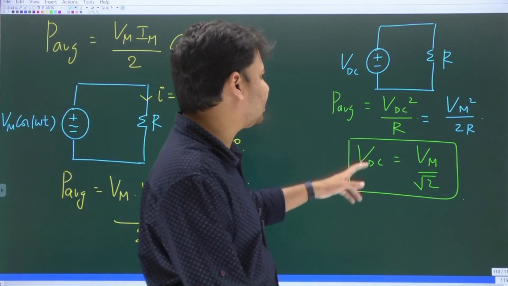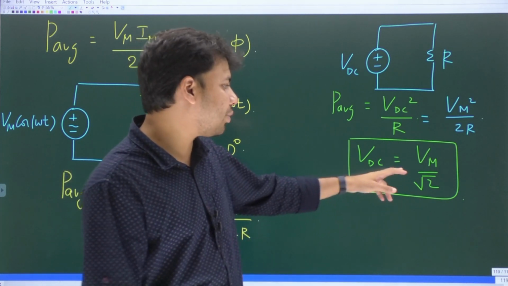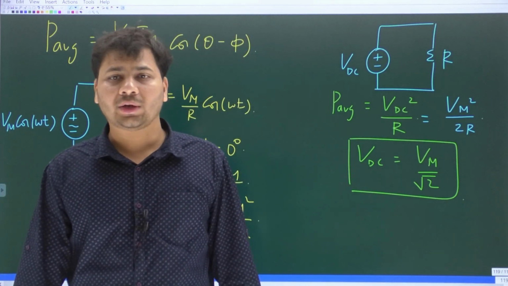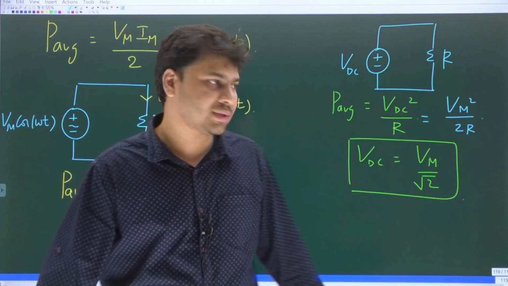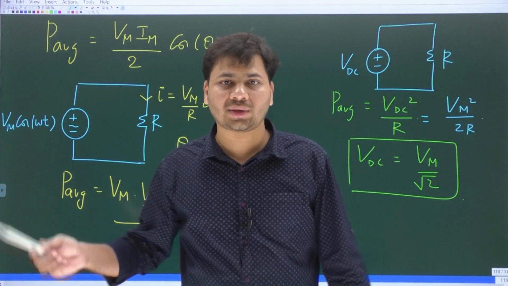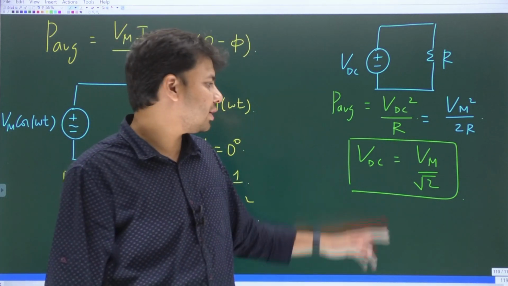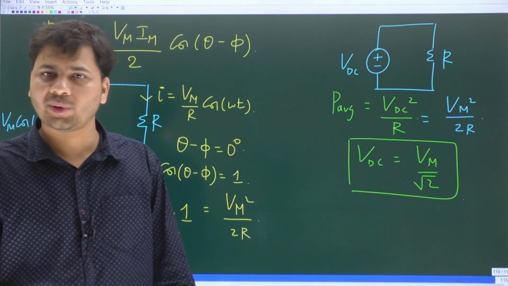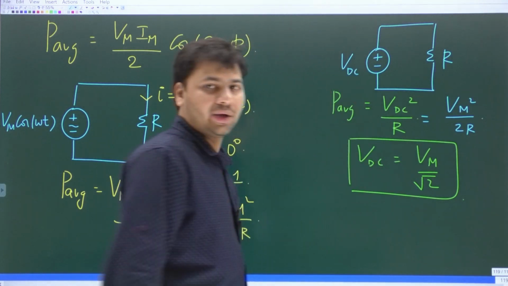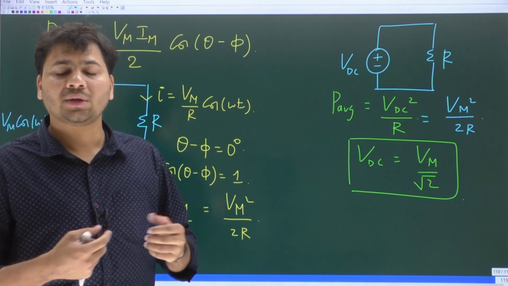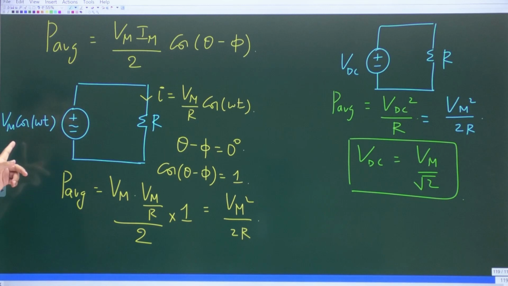The value of the DC voltage that should be applied across the same resistor is Vm by root 2, where Vm is the amplitude of the sinusoidal voltage that is initially applied across the resistor. In fact, this equivalent DC voltage that should be applied across the resistor to produce the same heating effect is what is called the RMS value. You understood? This is the physical significance of the RMS value. This DC voltage, which results in the same heating effect, is the RMS value of the original AC voltage applied across the resistor.